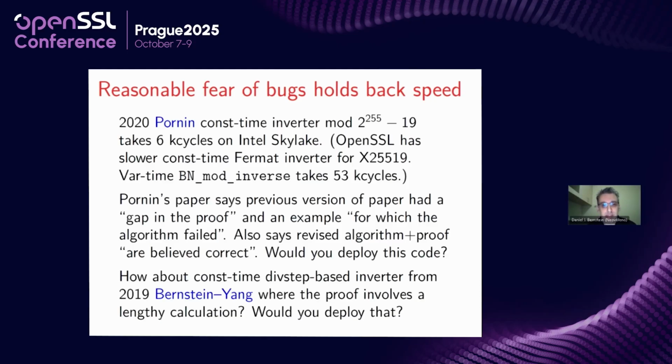Here's another example. I had a paper with Bo-Yin Yang in 2019, introducing a different type of modular inversion, another algorithm based on what we call divsteps. This one is simple and fast, but the proof is not simple. The proof is very complicated, with lots of cases to go through, too many to do by hand. And so we wrote some software which goes through all the cases and allegedly is doing a proof. But what if there's a bug in that software? Then the inverter could be totally wrong. Is this something reasonable to deploy?